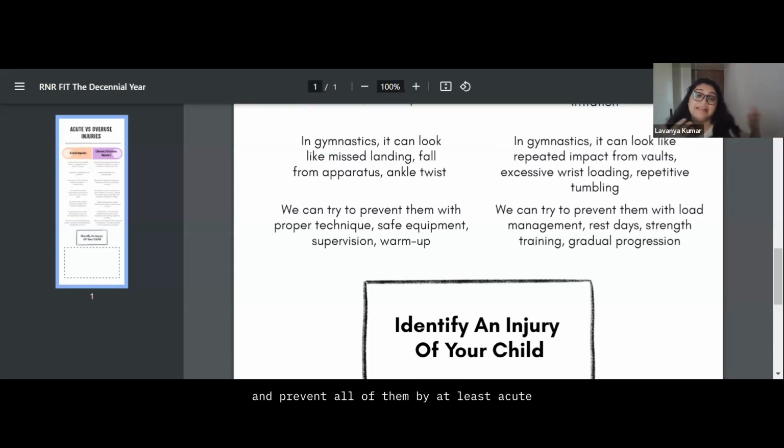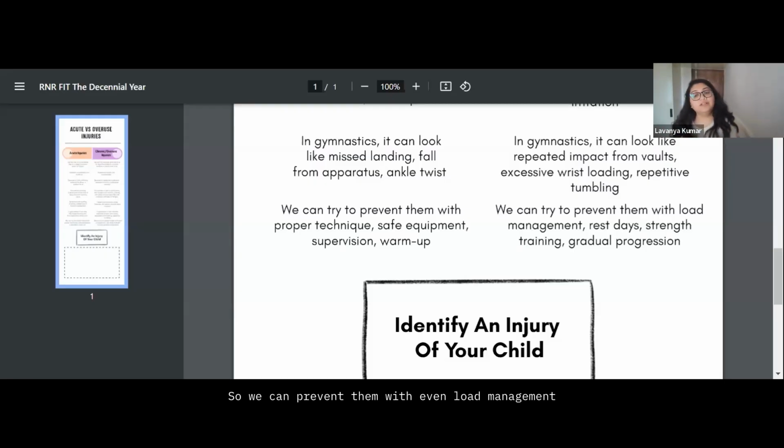Now we can try and prevent all of them, at least the acute ones, by proper technique, very good safe equipment, and supervision, making sure the athlete is active and present so that they're aware of the surroundings, and the coaches make sure the surroundings are good enough and supervised enough for the technique, and good warm up plus cool down. The cool down is often left out here, but warm up and cool down strategies are extremely important to prevent acute injuries, and cool down all the more so for chronic pain prevention.